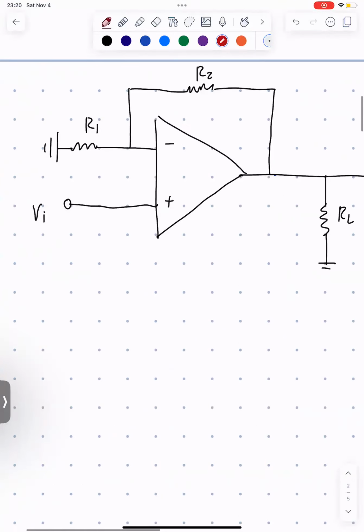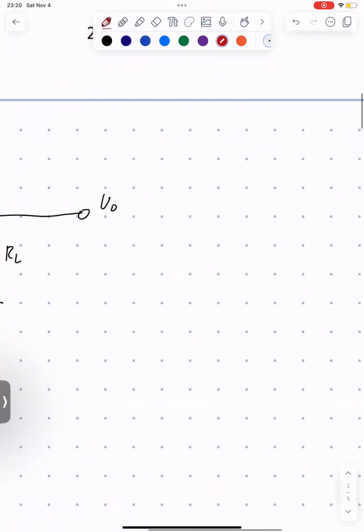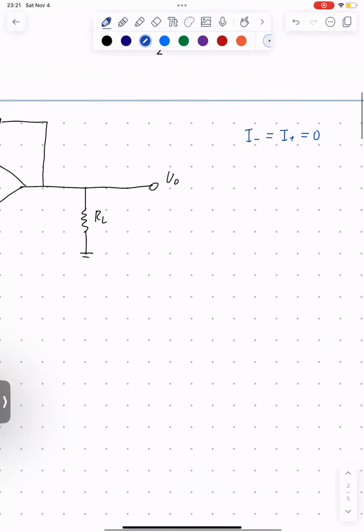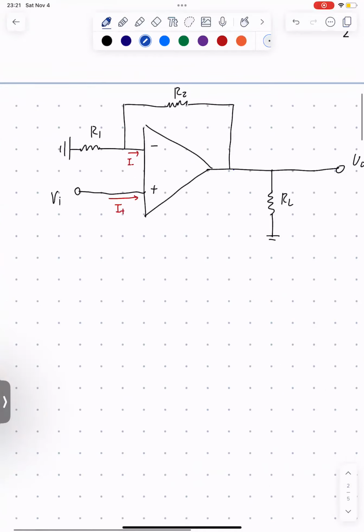Okay, before that, let's draw some things we know already. So I negative, I positive. Since we know this is an ideal op-amp, we know that there will be no current flowing into the op-amp. So I negative and I positive are both going to be 0.